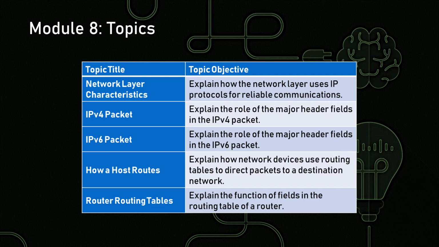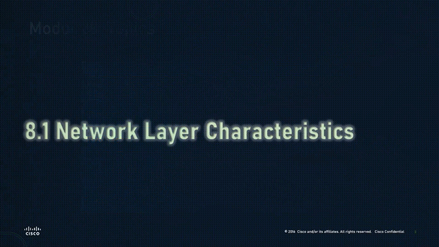How a host routes. We're going to talk about network devices using routing tables to direct packets to a destination network. So this is inter-network communication rather than local network communication, which is what we talked about when we were discussing switching. And then we're also going to talk about the fields in the routing table of a router. So let's talk about network layer characteristics first.